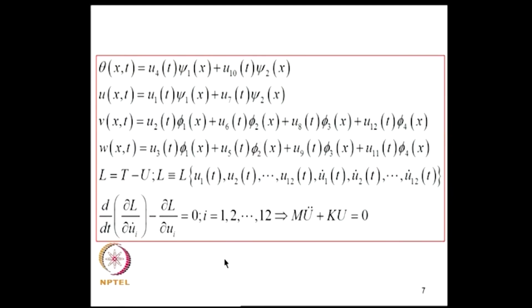Now, the field variables here are twisting, axial deformation, in plane bending and out of plane bending. Twisting is represented in terms of linear interpolation functions, and similarly axial deformation is in terms of linear interpolation functions. V and W are in terms of cubic polynomials. So, the Lagrangian in this case will be a function of u1, u2 to u12, it is a 12 degree of freedom system, and application of the Lagrange equation will lead to the element mass and stiffness matrix and the element equilibrium equation as shown here.